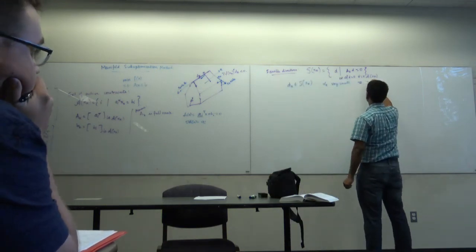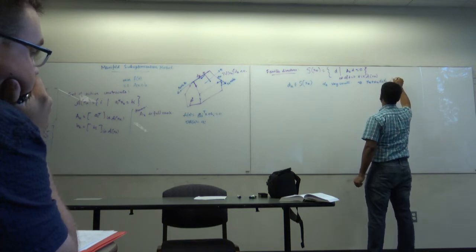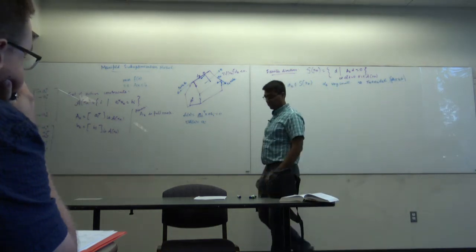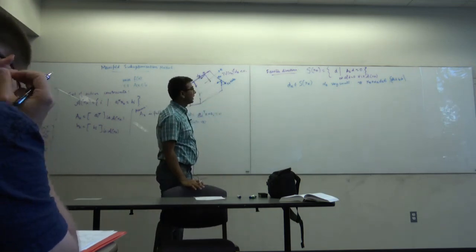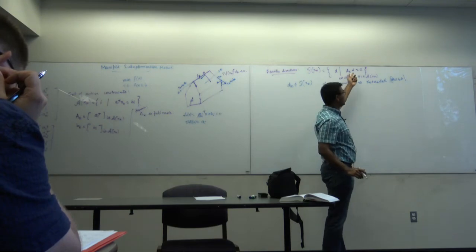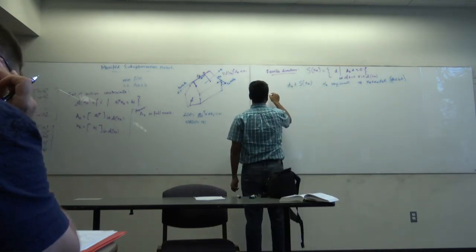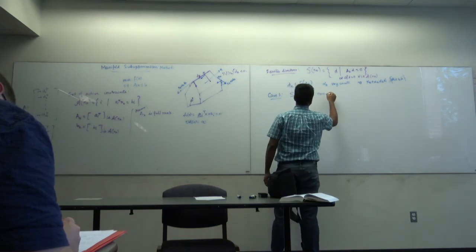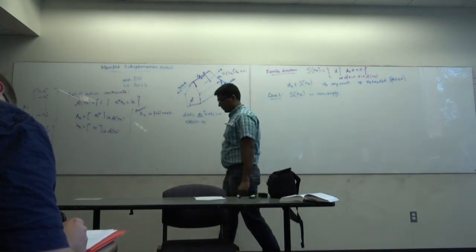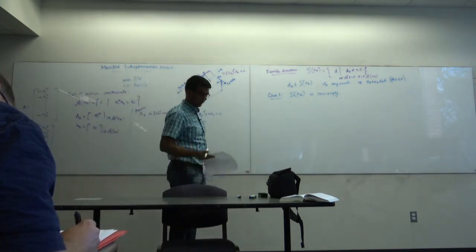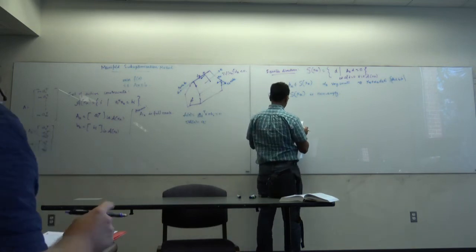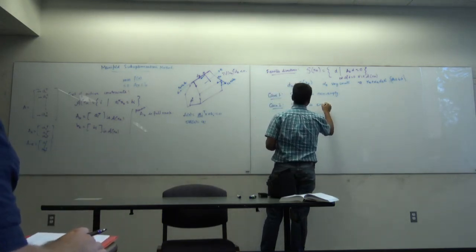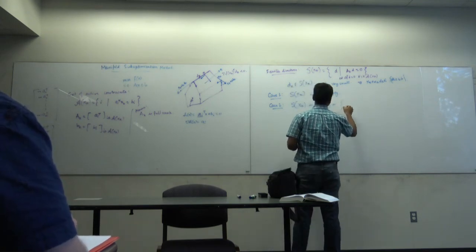So what we know is that xk plus alpha k dk will lie in the Ax less than or equal to b set for small values of alpha. Now, when you are trying to solve this problem, two things can happen. Case one is S of xk is non-empty. And case two is S of xk is zero.